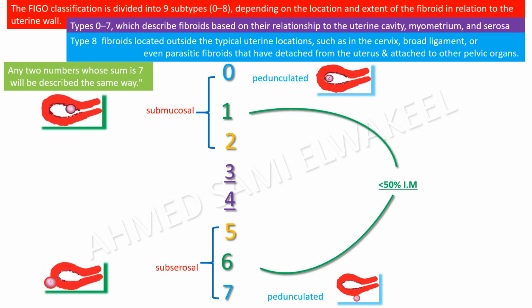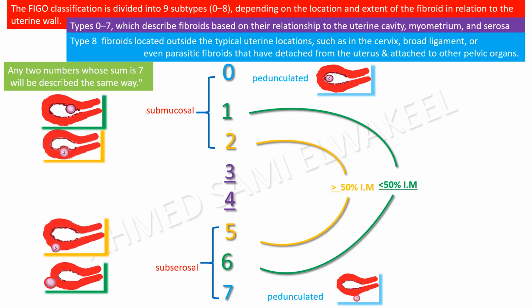1 plus 6 equals 7, so they will be described the same way. Both of them are less than 50% intramural. And now 2 plus 5 equals 7, so they will be described the same way. Both of them are equal to or more than 50% intramural. 3 plus 4 equals 7, so they will be described the same way. Both are 100% intramural.